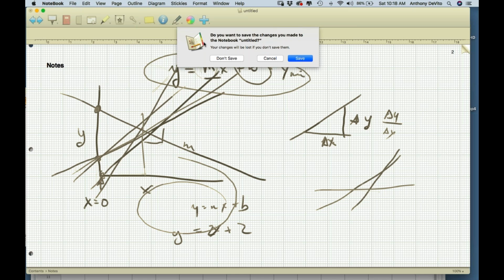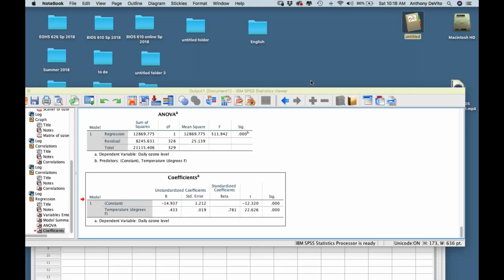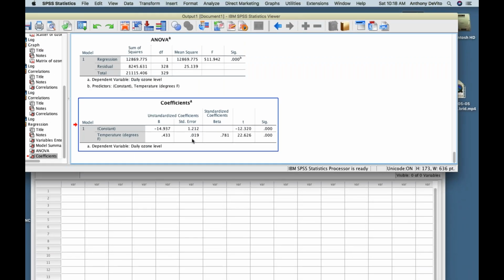So let's take a look at what we have in our regression. In our regression, we found that the slope, the relationship between the temperature and the ozone level, is 0.433. For every 1 degree of change in temperature, you have a roughly half a part per billion change in the ozone level, right? And that's roughly going to be true through the entire range of data that we have.